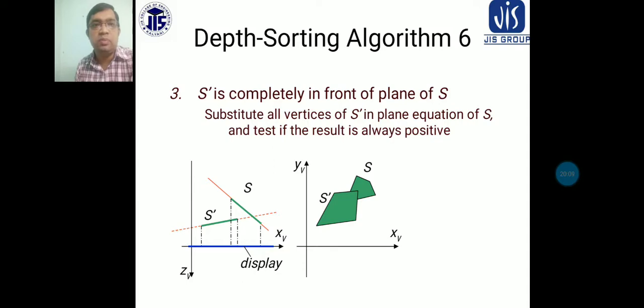And another thing is depth sorting algorithm 6, test 3: S dash is completely in front of the plane of S. You can see that S dash is always the complement. Substitute S dash in the plane equation of S, and test if the result is always positive. Here the ZB is the vertical axis, and the horizontal component is the XB.